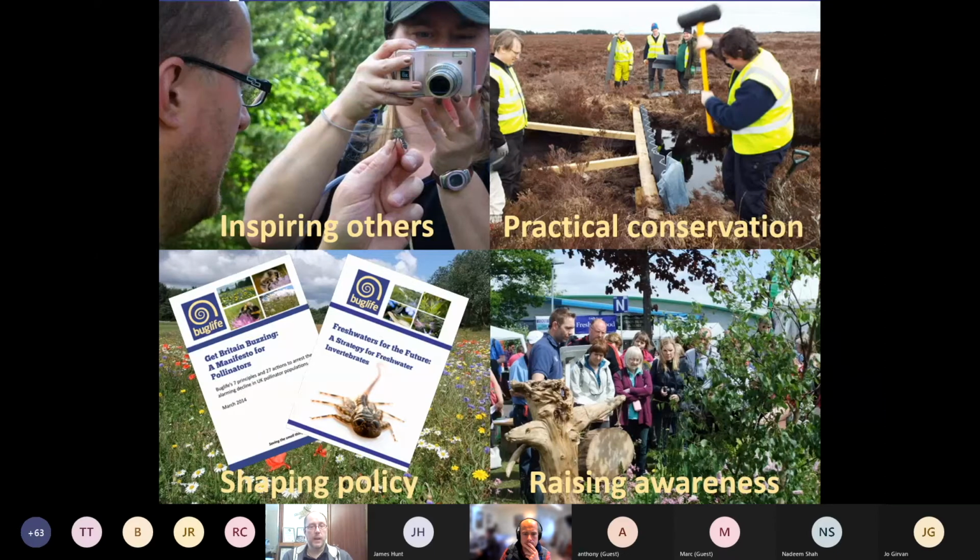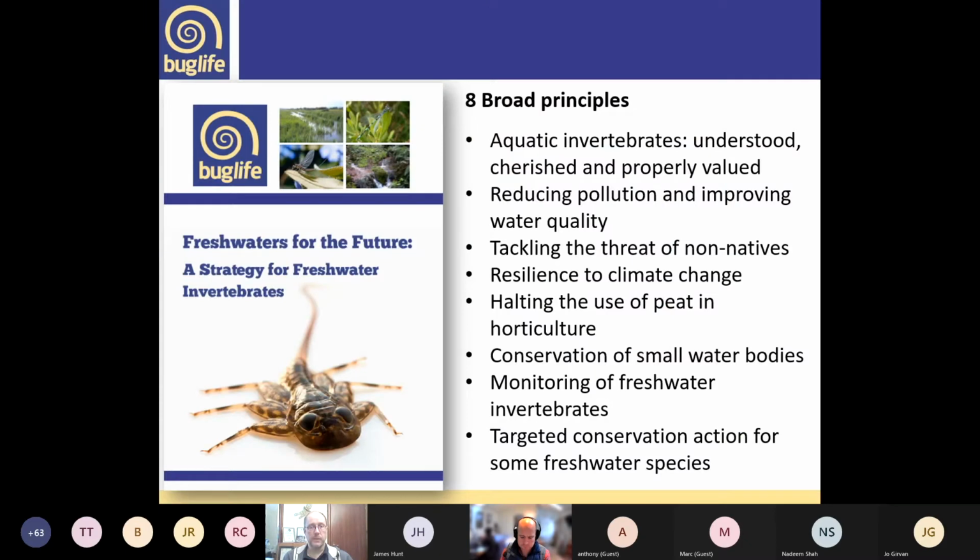We undertake practical conservation work like this bog restoration work near Cumbernauld. We raise awareness, we go along, we talk to people about invertebrates and their conservation and their needs, and we also try and shape policy. So we have various position statements and briefings, etc. One of which is our freshwater strategy, which has 8 broad principles that we think society should aspire to, to protect freshwater invertebrates. The one that I'm particularly going to cover today is monitoring of freshwater invertebrates.